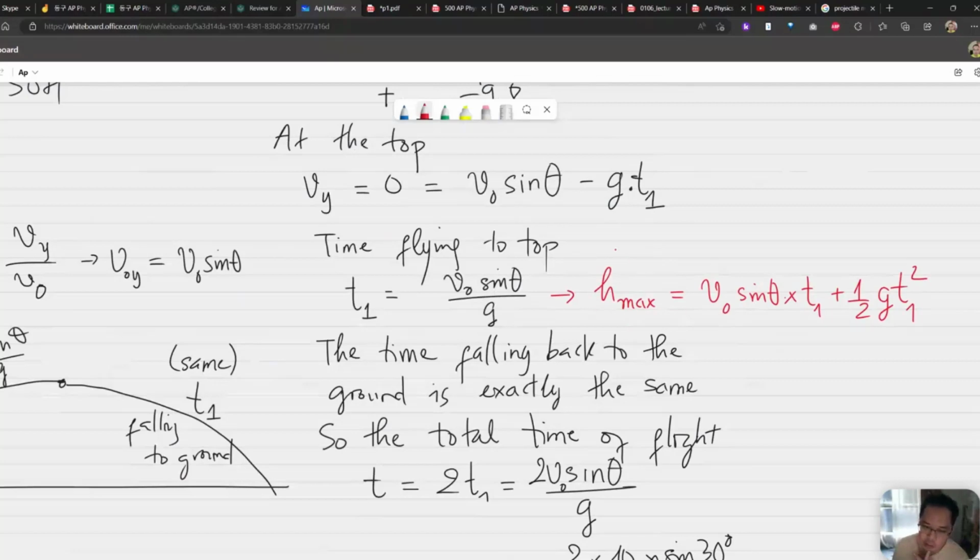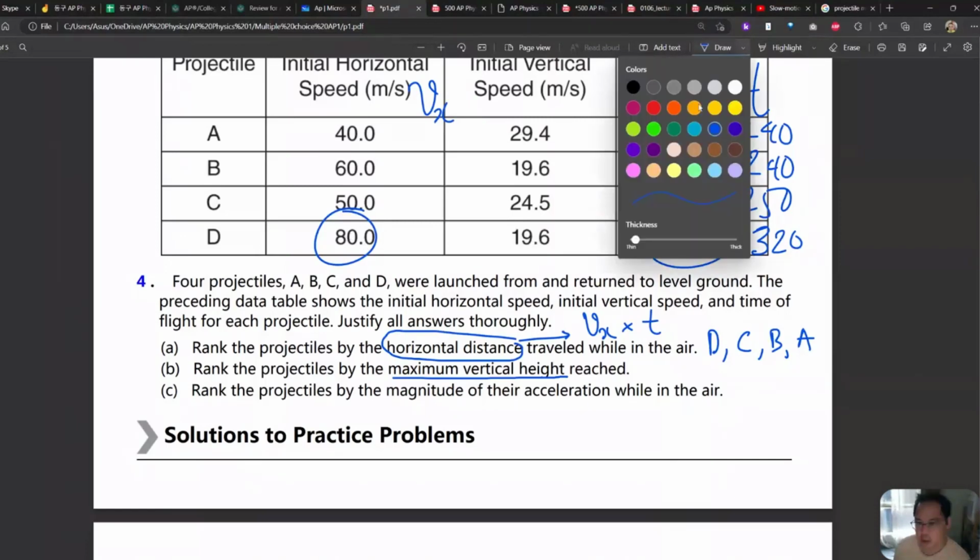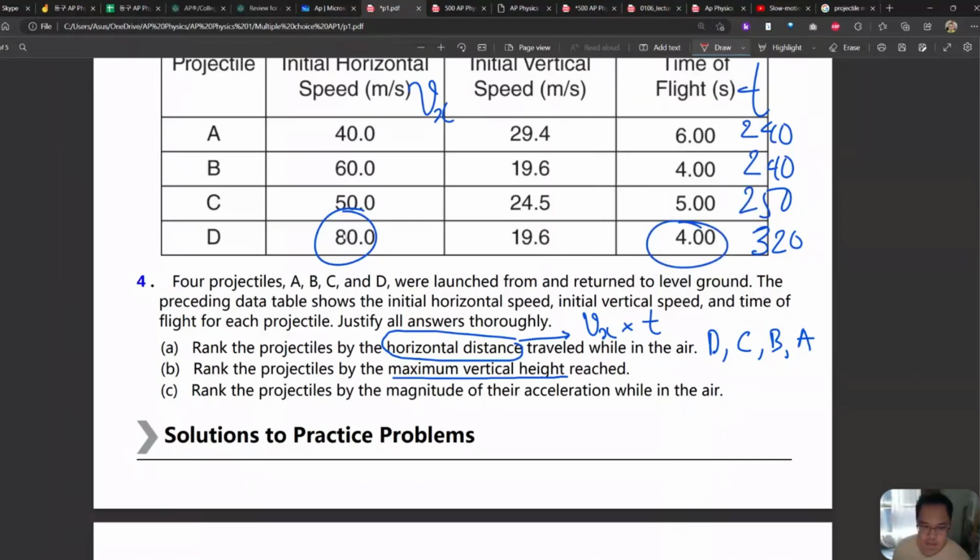The question about the maximum height is not very commonly given, but the point is that it relates to the vertical, not the horizontal, velocity. Therefore, the answer is the one which has the greatest vertical velocity, 80. The order depends on the value of the initial vertical speed. The order is from 80, which is D, to 60, B, and then 50, C, and finally 40, A.